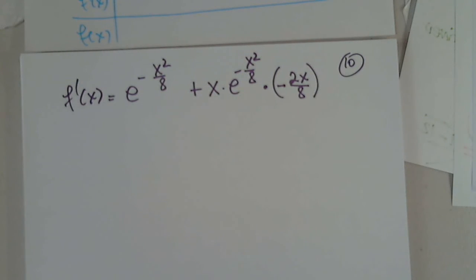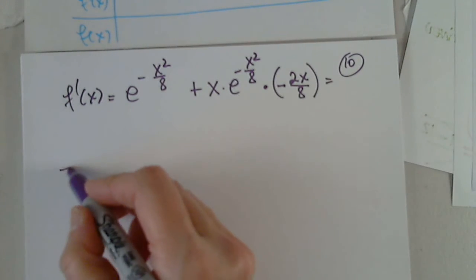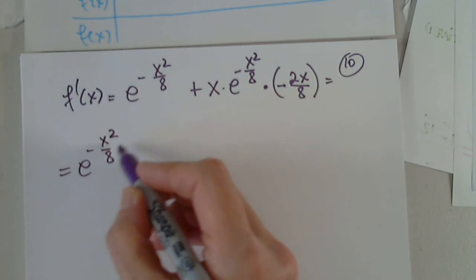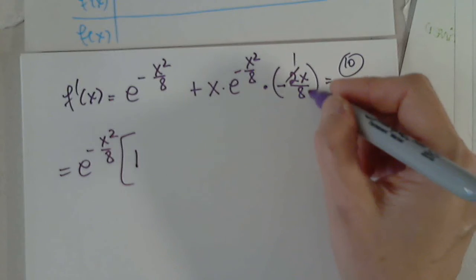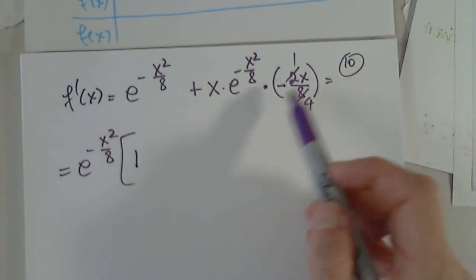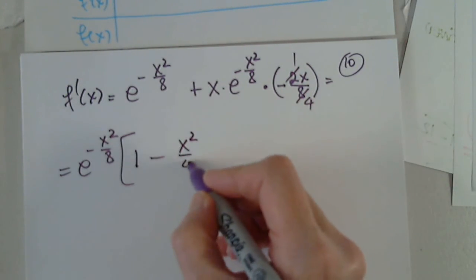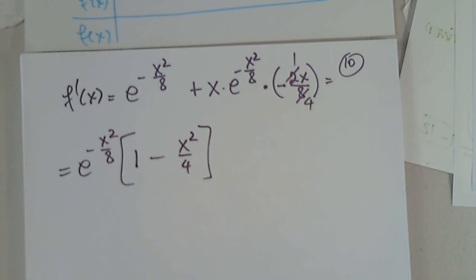Okay. Any questions so far? Is this okay? We agree with this? Yes. Okay. Of course, you know I have to factor out e to negative x squared over 8. And then I have a 1. And then I'll simplify, and I'll have negative x squared over 4. See how important the factoring and the simplification of this function is? Crucial. I will not know how to continue.